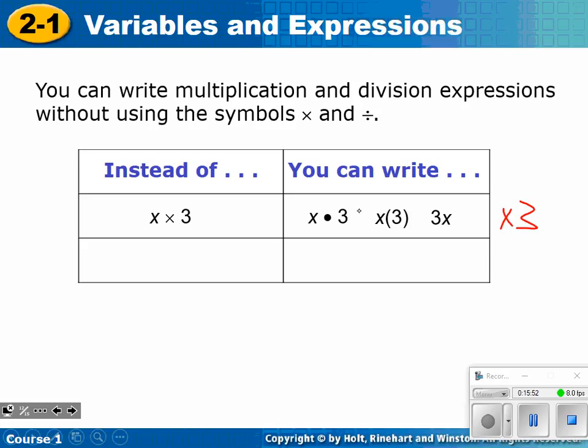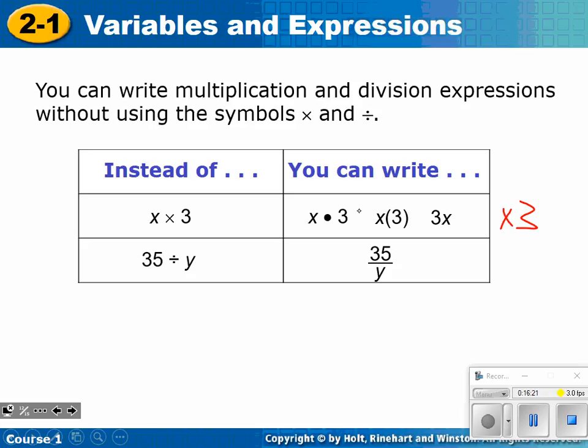Okay, now here's the next thing I want to show you. Also, division. Instead of writing division, there's other ways to do this. We got 35 divided by y. Anybody have any idea what's another way to write it? Espen? A slash? It's a fraction. Every fraction you've ever seen is actually a division problem. 35 divided by y. 35 over y.